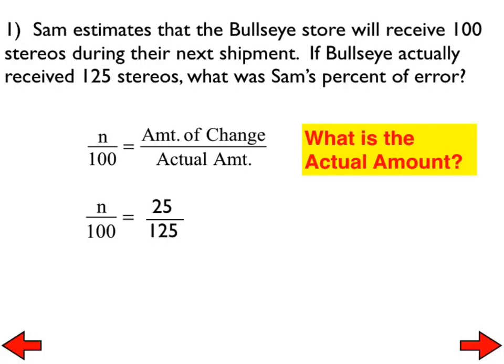Really, really careful. So 25 over 125, you can reduce this. Divide by 5, or you can just solve it, whichever one you are used to doing, but I always recommend reducing it first. What's the percentage? 20% error. Okay? Go ahead and do number 2 on your own.